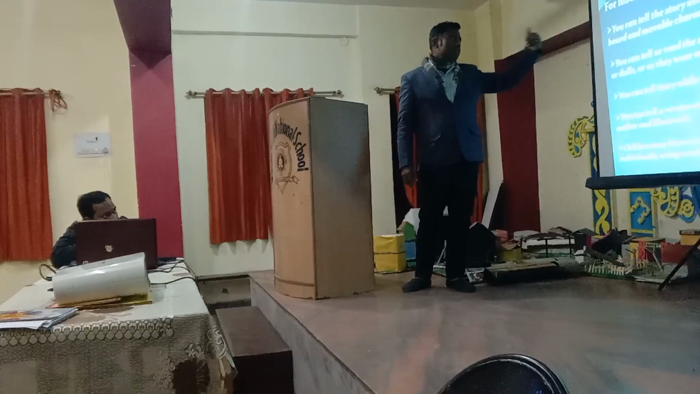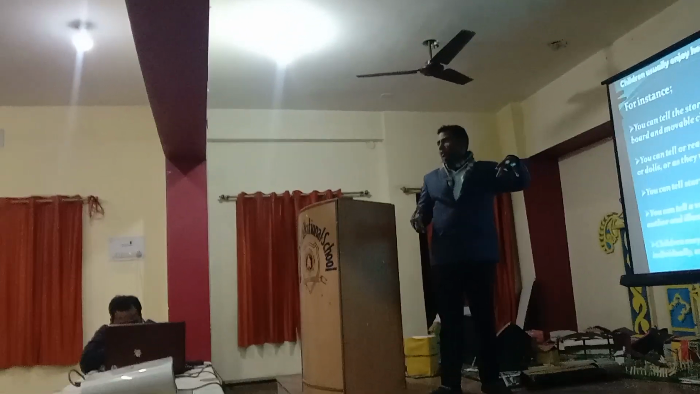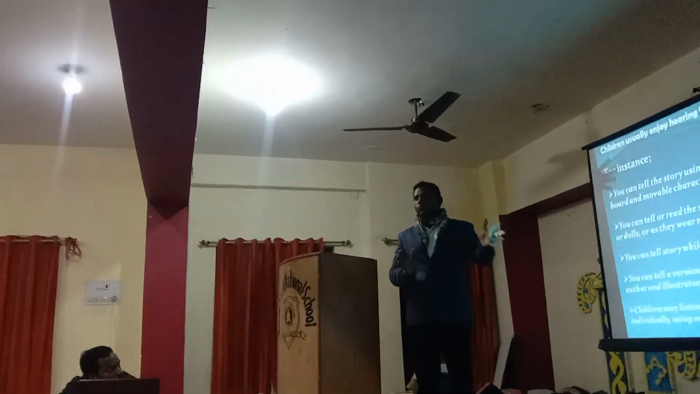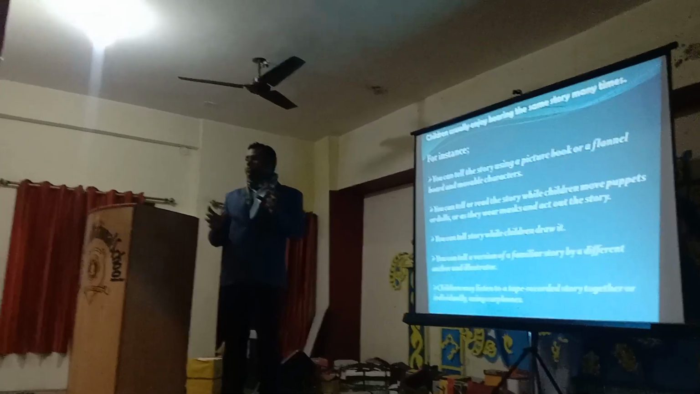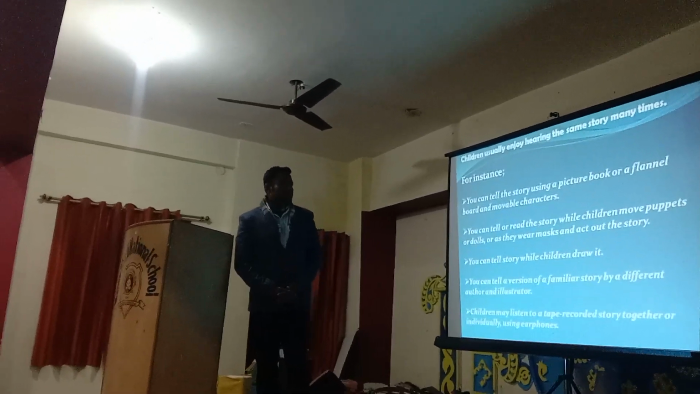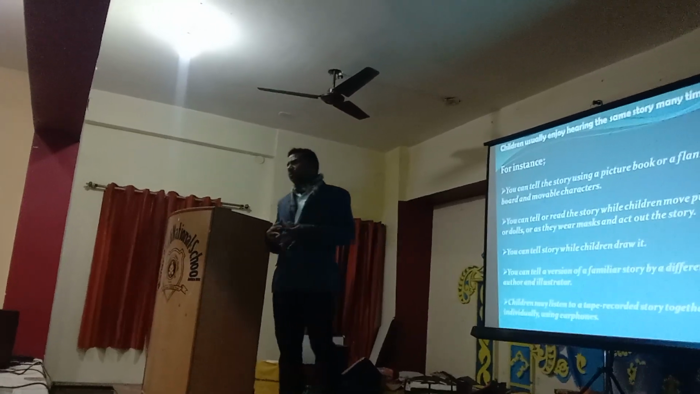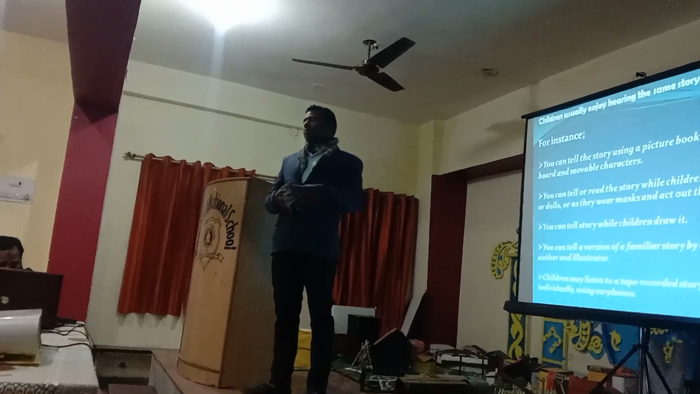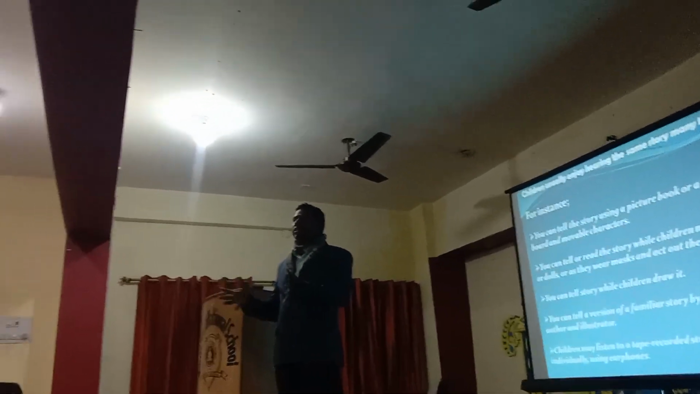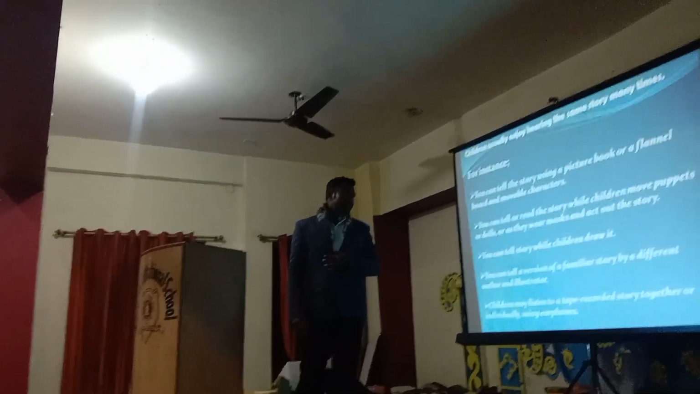You can tell the story using a picture book or a vinyl board and movable characters in the classroom. Generally these things are performed in the junior classes, where cartoons and sketches are shown to the children. The teacher enacts the story, and with the help of that, you can tell or read the story while children move puppets or dolls, or wear masks and act out the story. In junior classes, these all can be performed. Putting a mask on the face, the story can be narrated just for entertaining the students, or by moving puppets, dolls, etc. You can tell a story while children draw it.